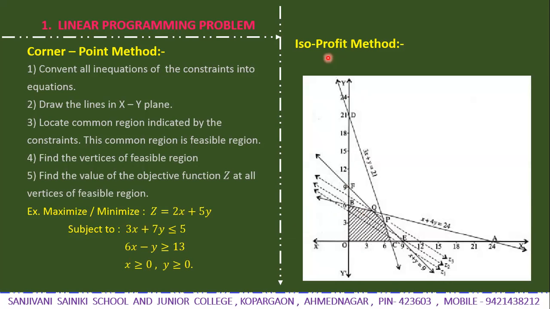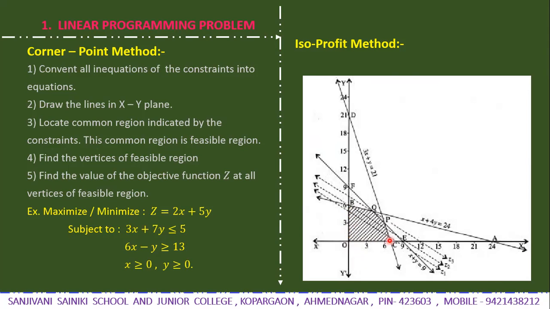Now let us see isoprofit. The first method was the corner point method. The other one is isoprofit. In isoprofit, suppose this is z and these are the constraints. We will plot the graphs of these constraints, 3x plus 7y equals 5 and 6x minus y equals 13. We will plot these two lines, and then according to less than or equal to, greater than or equal to, we will locate the common region. Whatever common region we get is called the feasible region.